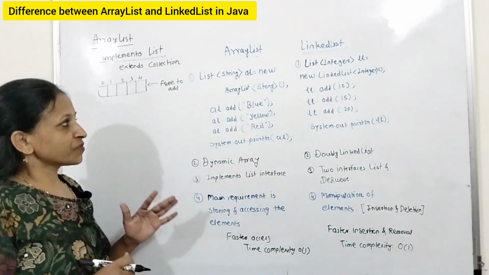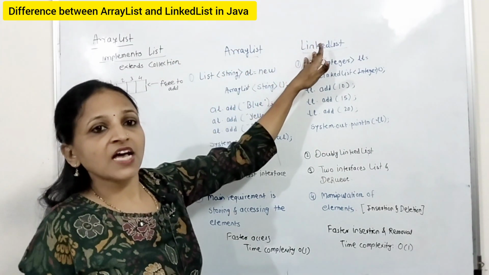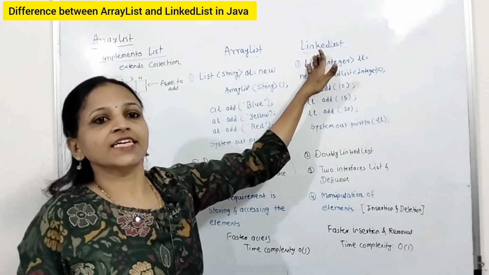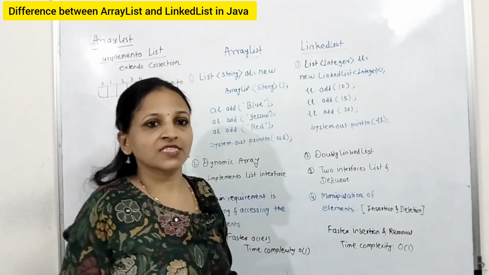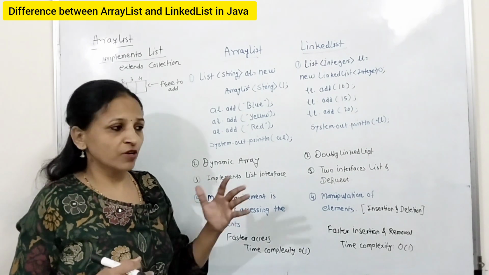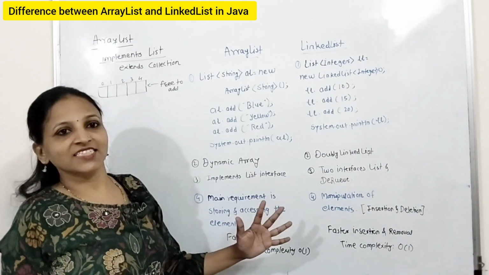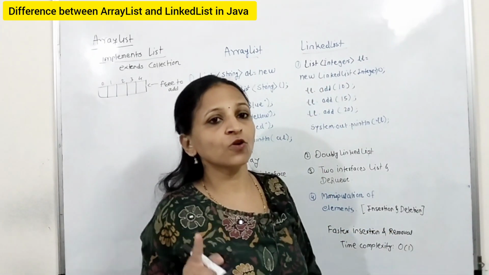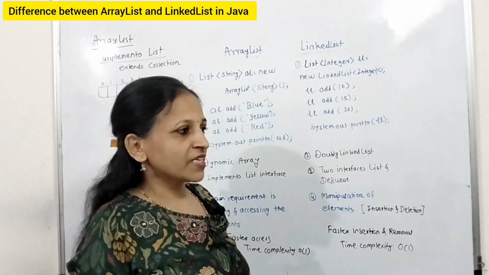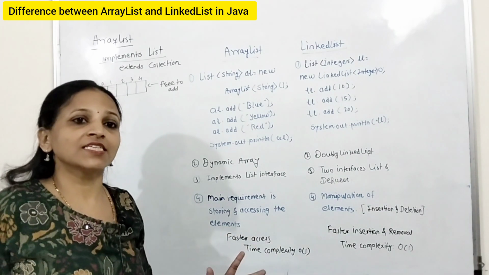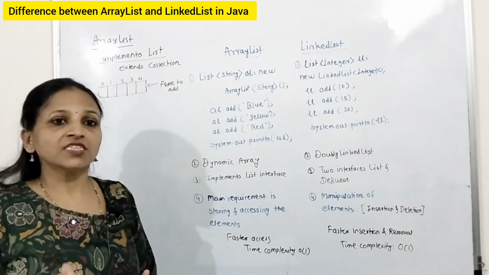Getting it? Now see, ArrayList and LinkedList are both linear data structures. The ArrayList class implements the List interface, which means whatever methods are present inside the List interface are all inside ArrayList. Again, LinkedList also implements the List interface, and whatever methods are present inside the List interface are implemented inside LinkedList also. Getting it? This is just a similarity.